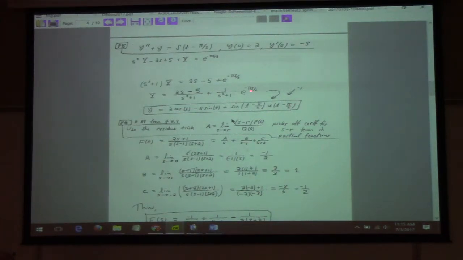On the other hand, this over here I have to use the theorem for. The inverse Laplace transform of that is sine t, right? But it's being multiplied by this exponential, so I have to shift t to t minus pi over 2, and then multiply by u of t minus pi over 2. Now this, of course, could be simplified. What's sine of t minus pi over 2?